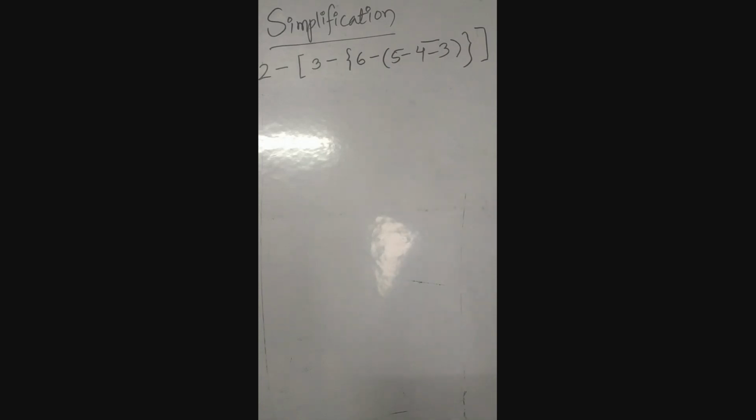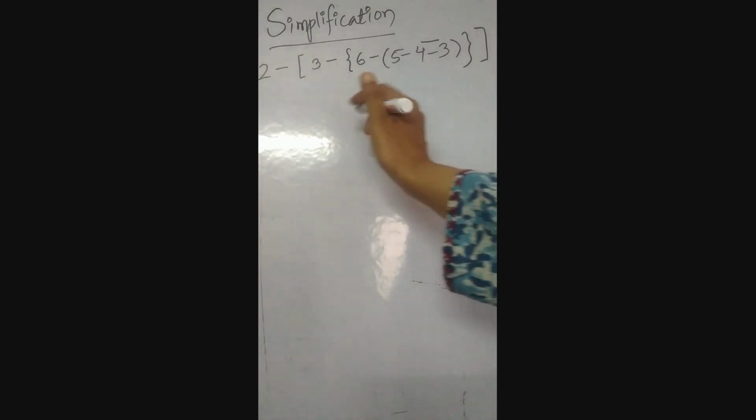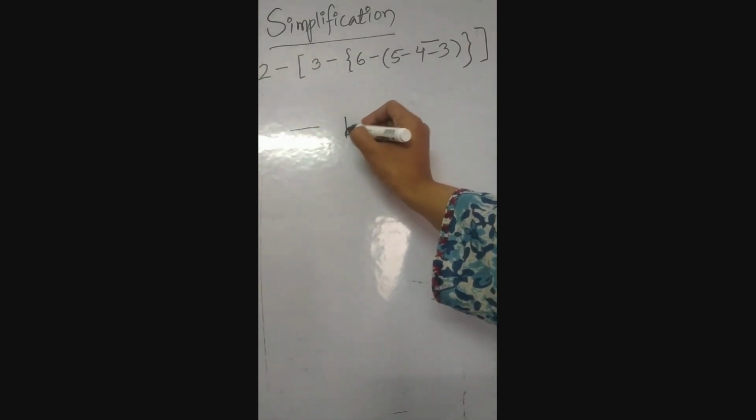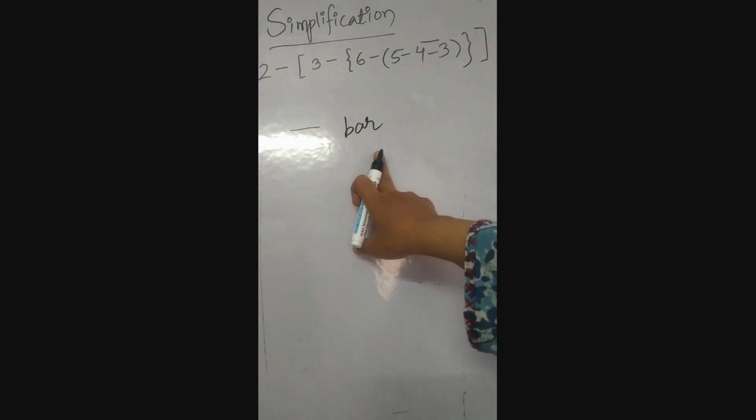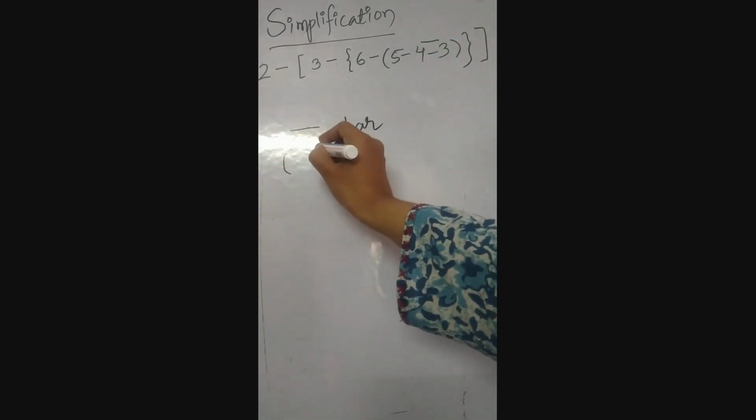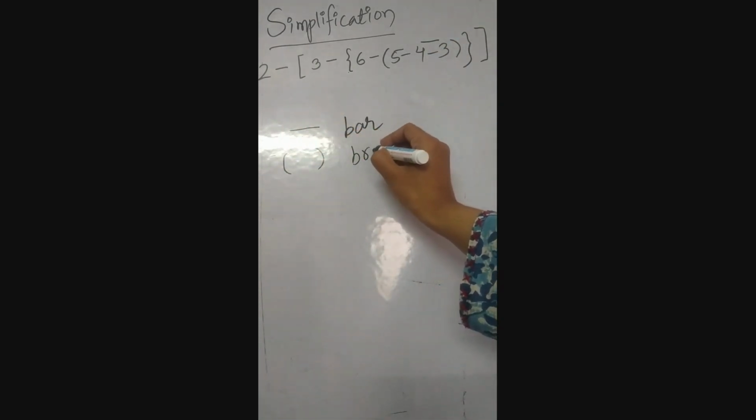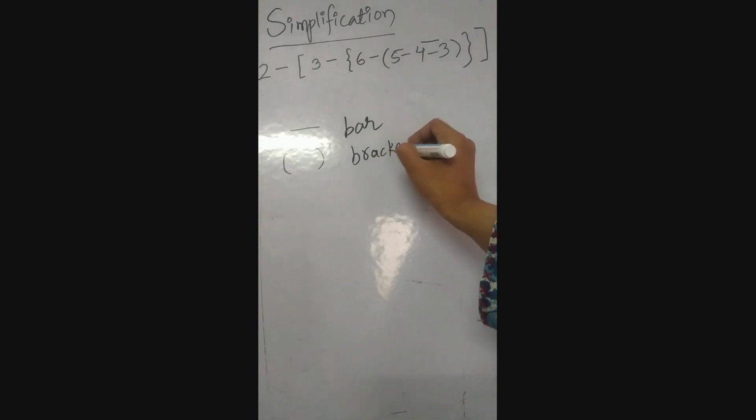Welcome back, dear students. So today we are going to see simplification problems. So we know that in a simplification we have to follow some rules. Like you can observe in this question we have three kinds of bracket. First one is this bar, which is also considered as a bracket. Then we have round brackets, or you can say smaller brackets.